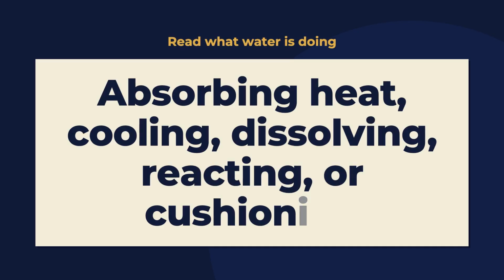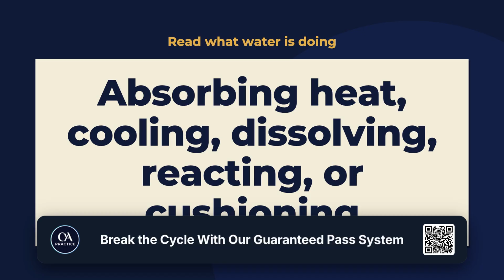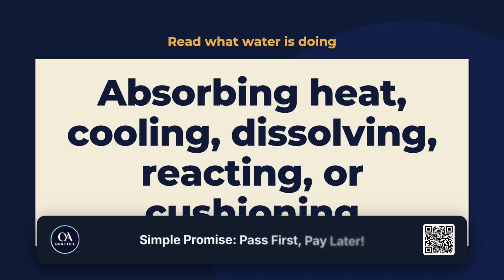On exams, identify the property by what water is doing in the sentence. Absorbing heat without changing temperature is heat capacity. Evaporating to carry heat away is heat of vaporization. Dissolving or transporting is solvent behavior. Splitting or joining molecules is chemical reactivity. And protecting from impact is cushioning.